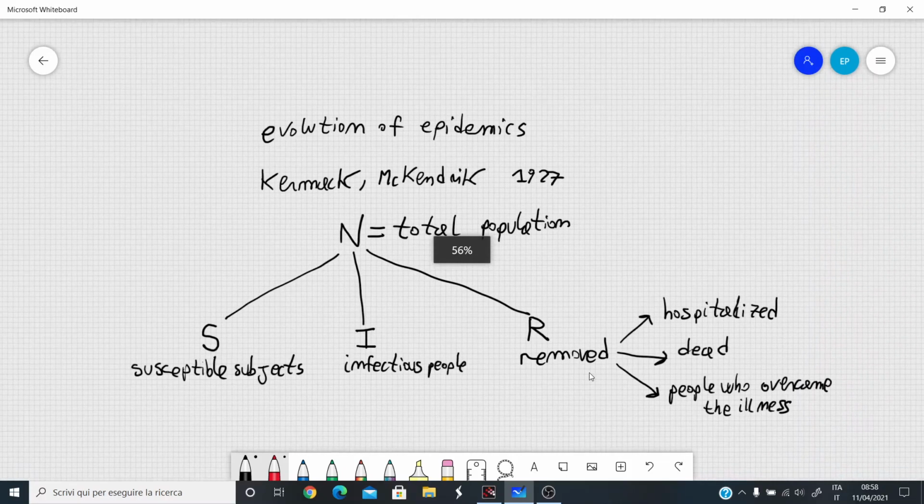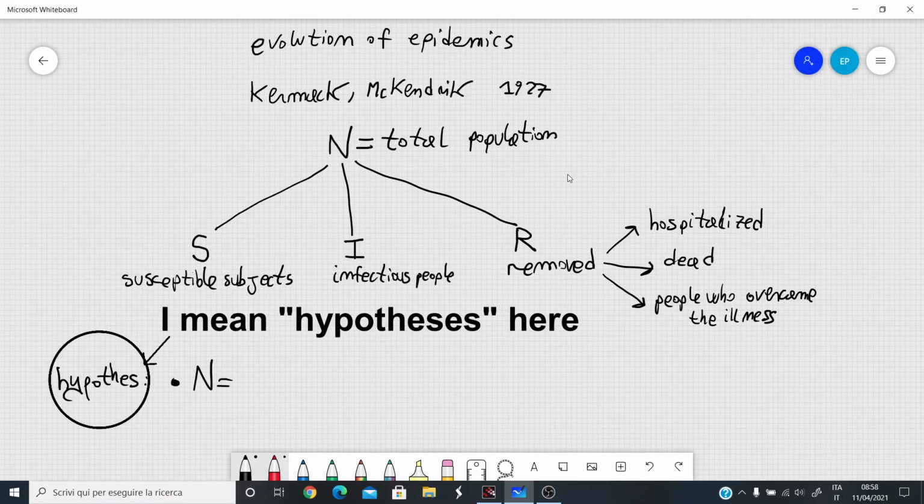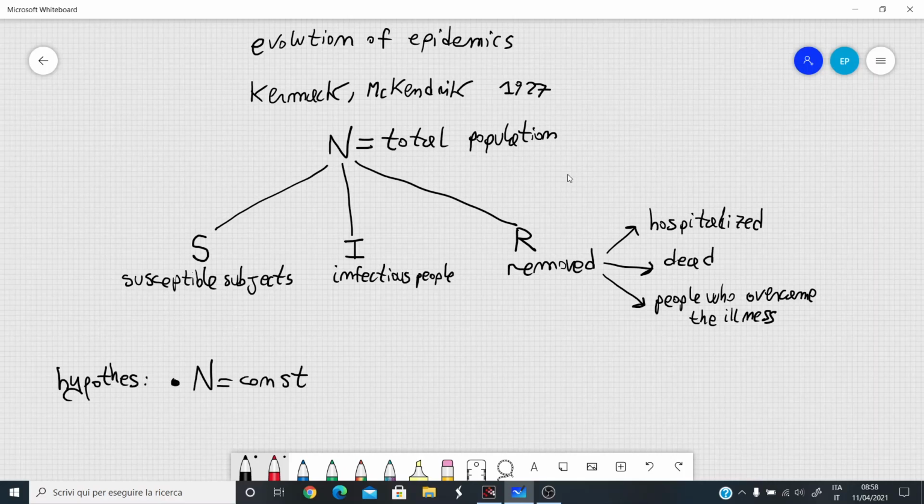There are several hypotheses that the model employs. I will mention all of them. So the first one is that N is a constant, which means that we are going to neglect births and deaths, or even immigration or emigration, which is something reasonable for quite short periods of time. So we basically mean that the sum of the susceptible subjects, the infectious people, and the removed people is equal to a constant. We also know that this sum is a constant, because S plus I plus R gives me N.